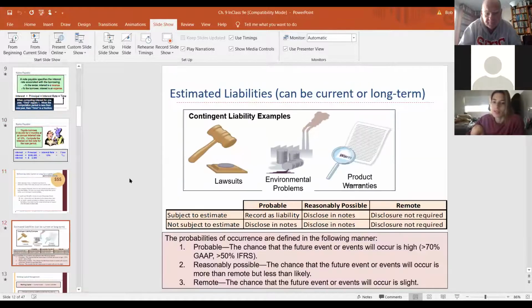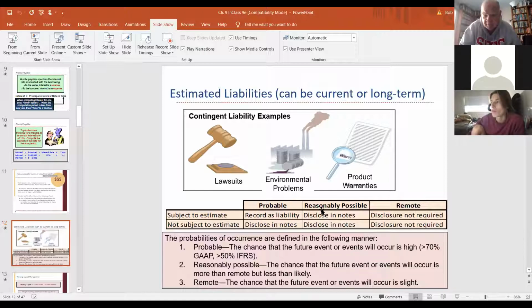Notes payable. Here's what I was talking about before, Suda, on the lawsuits. You see the grid here? If you're sued and you think you're going to lose and you know how much the money's going to be, you have to put that on your income statement and balance sheet. You must debit legal fees or something and credit lawsuits payable or something, okay? That is the only time you actually record a lawsuit on the financial statements.